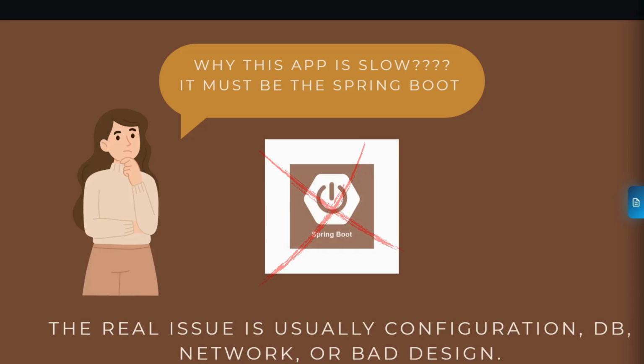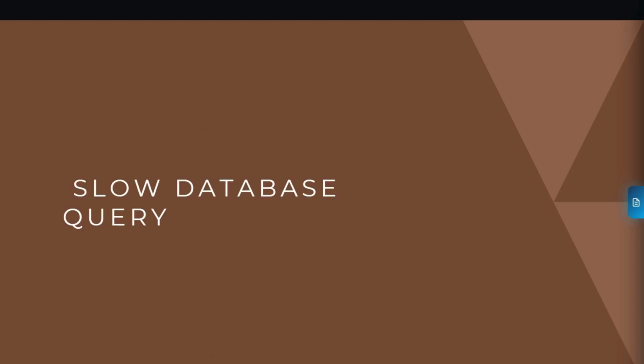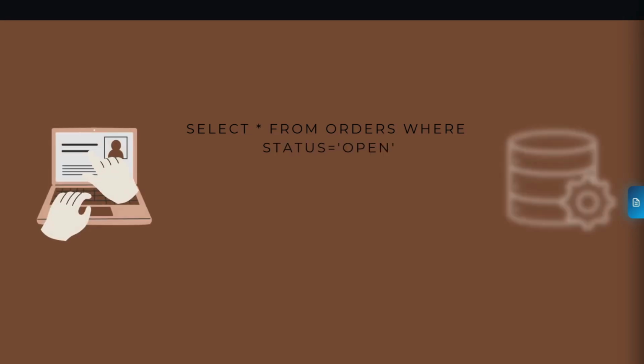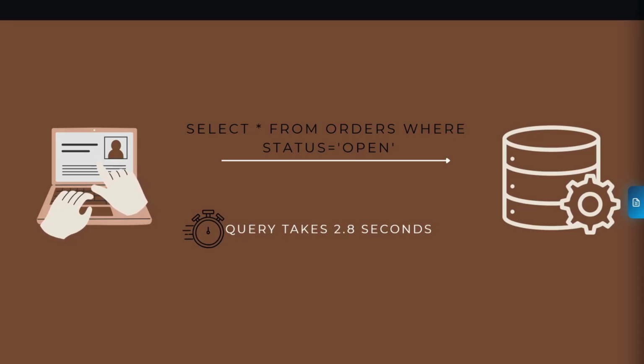There are many common issues, so let's start with the most common one: slow database queries. In many cases, our API looks perfectly fine, but when we analyze it properly, we find that a single query is taking more than 2 to 3 seconds. Suppose I have a query to fetch the open orders, and this query is taking 2.8 seconds, which is quite high, right? Maybe the reason the query becomes slow is that it is not optimized, or an index is missing on the table.